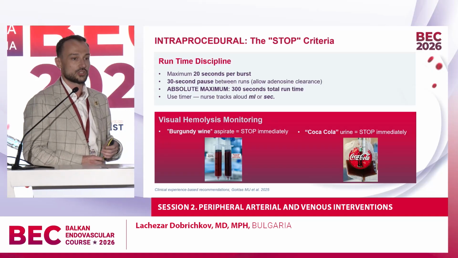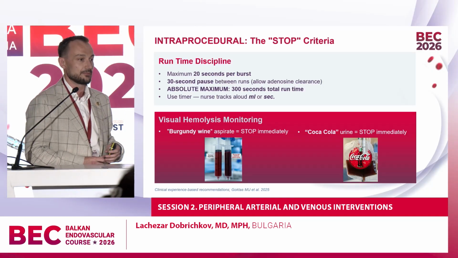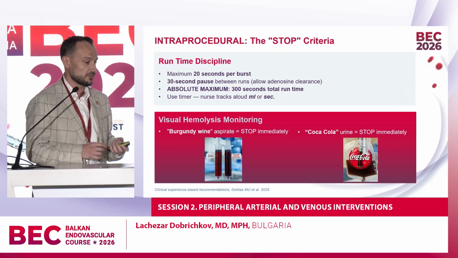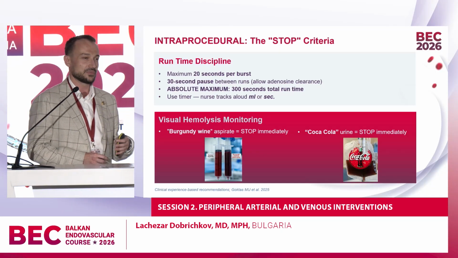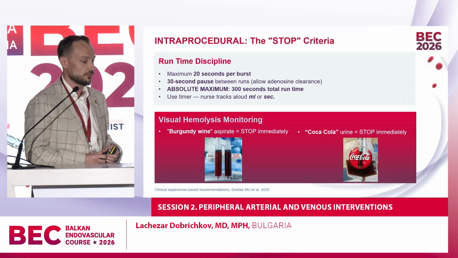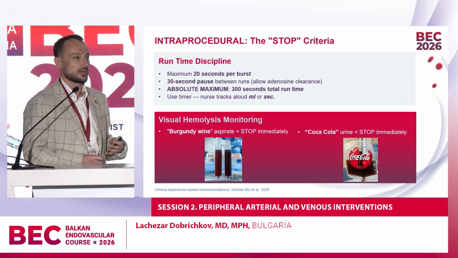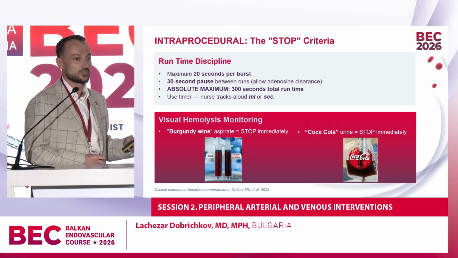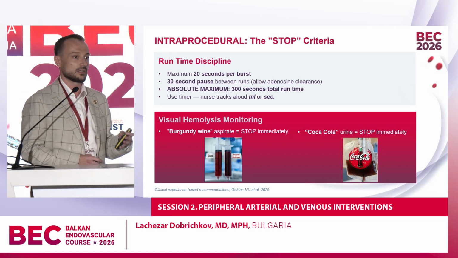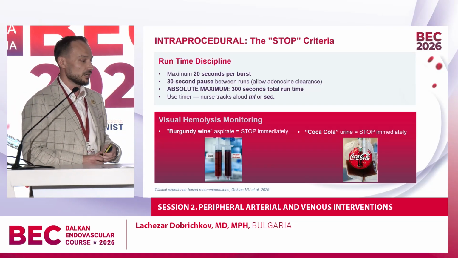Also, we should always check for any visual signs of hemolysis, like first checking the tube of the catheter for dark brownish aspirate, and also we should check the urine of the patient for dark brownish discoloration, which is sometimes mixed with hematuria, but actually it's hemoglobinuria, and it always means tubular damage.